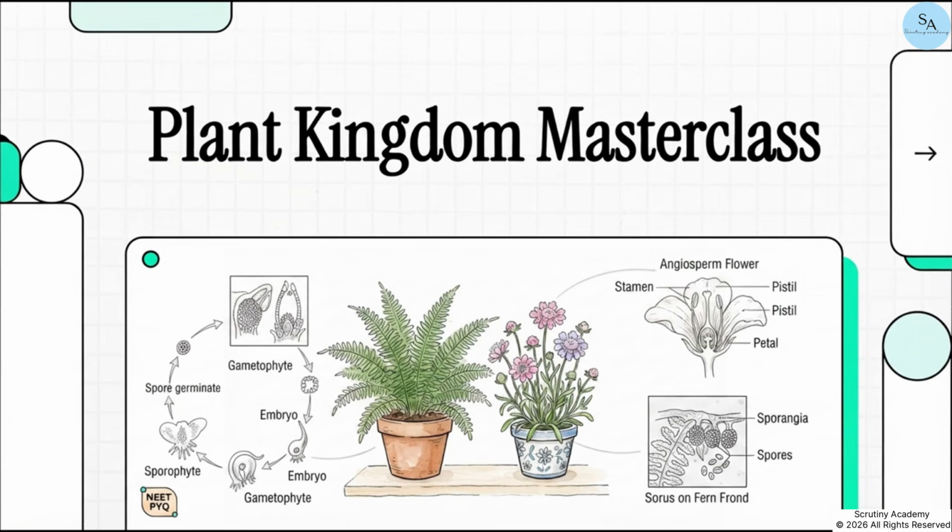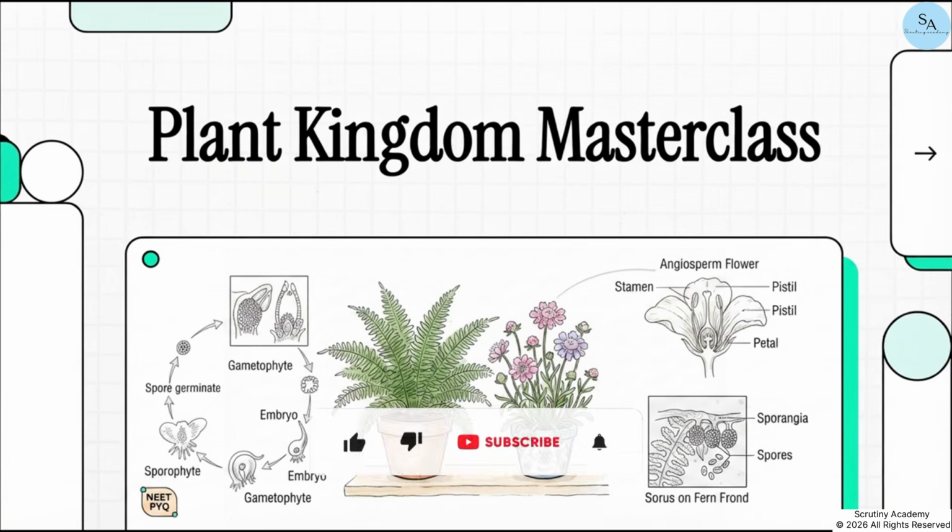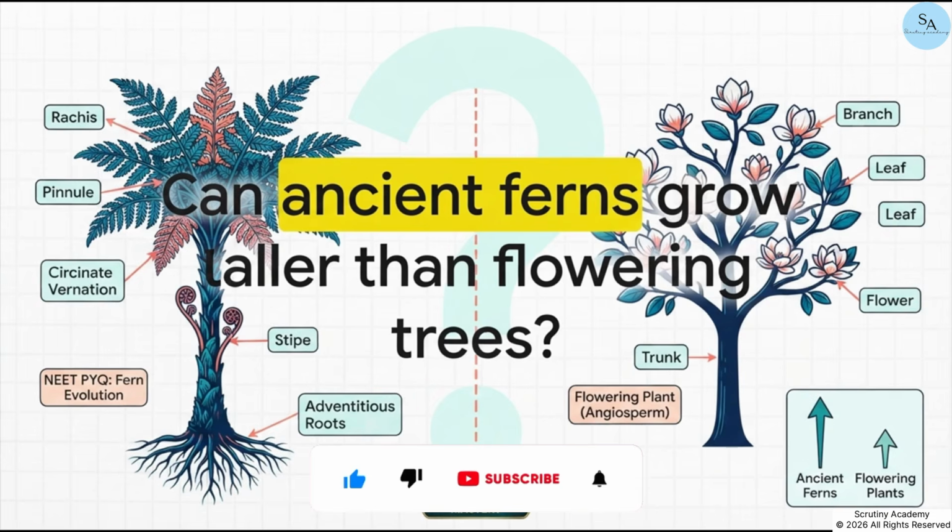If you're prepping for NEET, you already know this chapter is totally packed with classifications, weird exceptions, and life cycles that are literally designed to trip you up. But don't worry, by the time we're done today, we're going to visually lock down exactly what you need to know. But first, let's kick things off by completely shattering an illusion right off the bat.